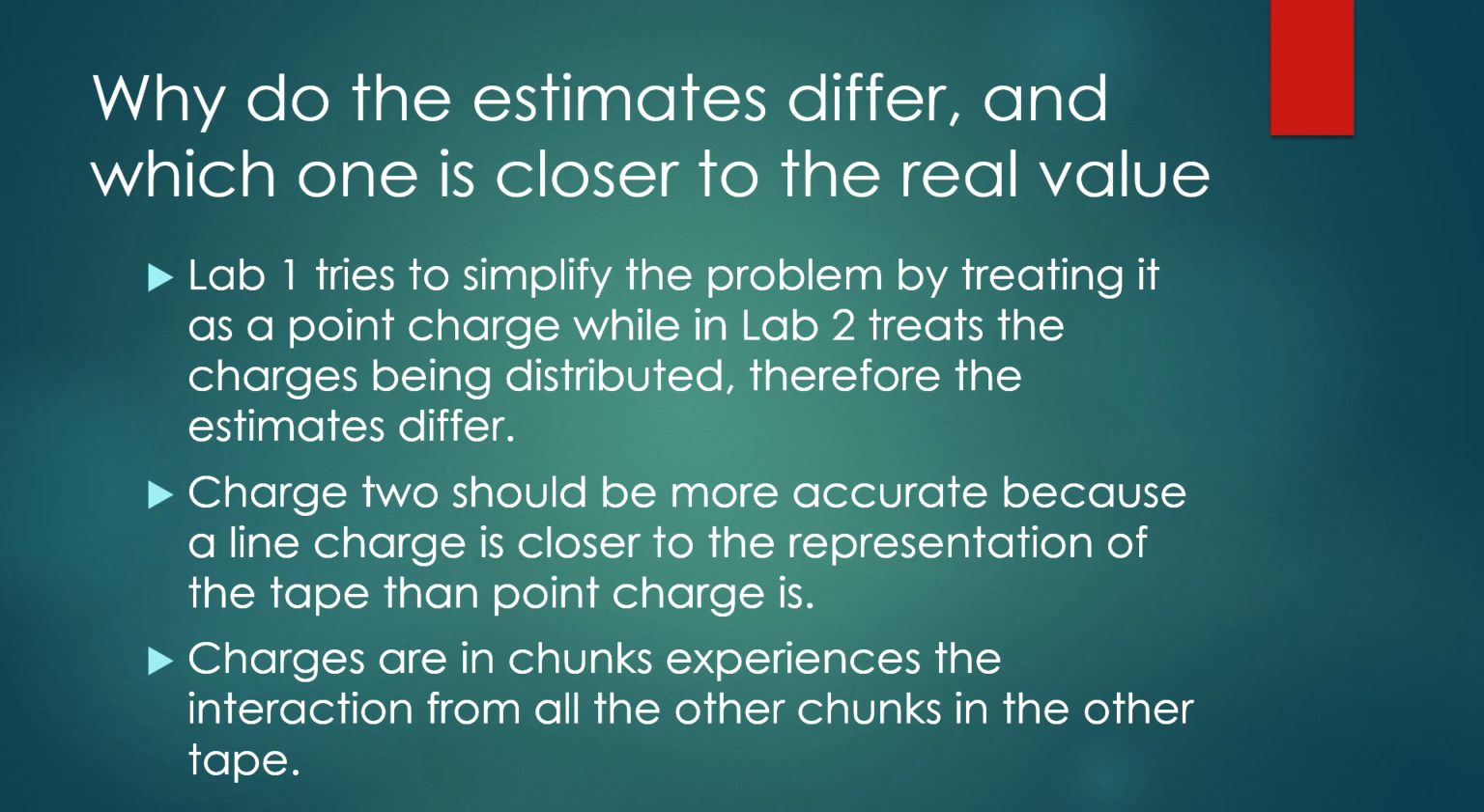So the estimates do differ, and basically the reason is lab 1 tries to simplify the problem by treating it as a point charge, while in lab 2 we improve our implementation just a bit by how the charges are distributed in a line model. And lab 2 should be more accurate because a line charge is closer to the representation of the actual shape of what a piece of tape looks like.